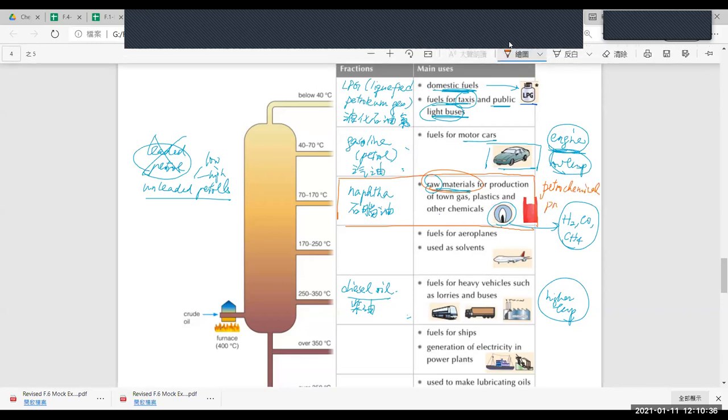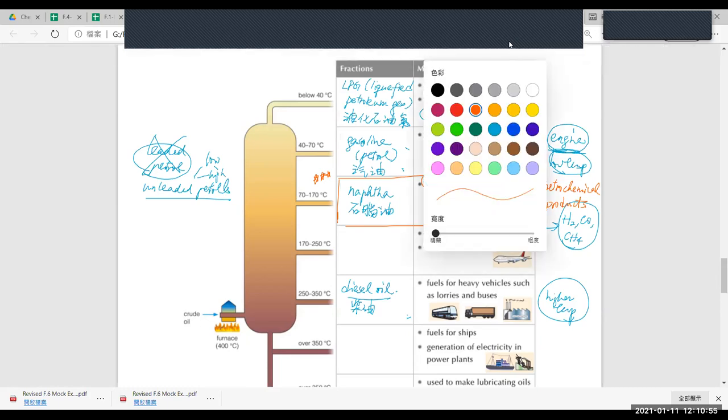化工產品. So this is the starting point, which means it is just the first step of getting the raw materials. So for example, we make town gas, plastics, other chemicals, I would use naphtha. They are very important chemicals in the petrochemical industry. Okay, so we come to the next one.